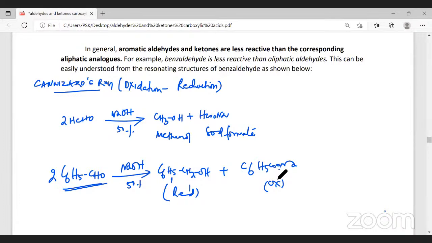So in Cannizzaro's reaction, the molecule should not contain alpha hydrogen. A molecule containing no alpha hydrogen atom, when treated with alkali at room temperature, forms the corresponding alcohol and sodium salt, or the salt of carboxylic acid. This is called Cannizzaro's reaction.